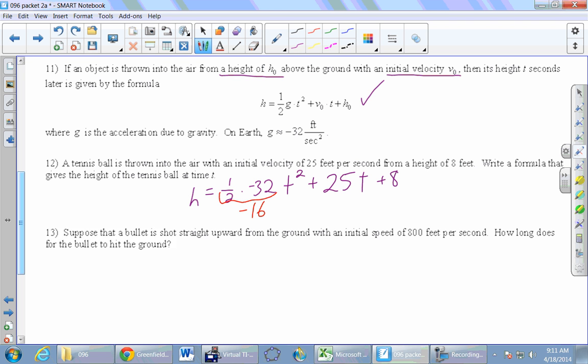No, because the negative 16 is tethered to that T squared and the 8 has nobody next to it. So this is it. We can't reduce any further. And that's the formula that tells you exactly how high the ball is going to be at any moment in time. You could answer similar questions to the baseball thing just using this formula.